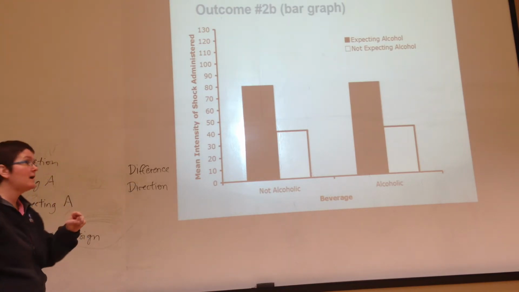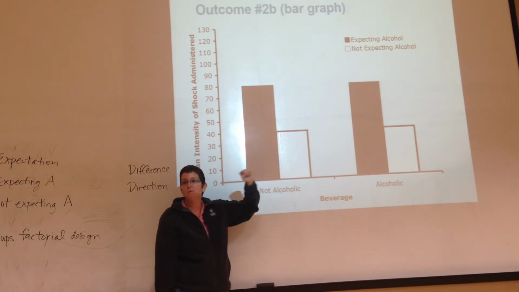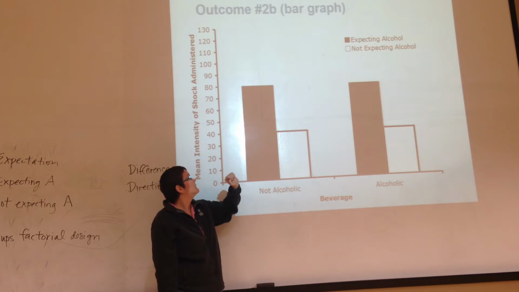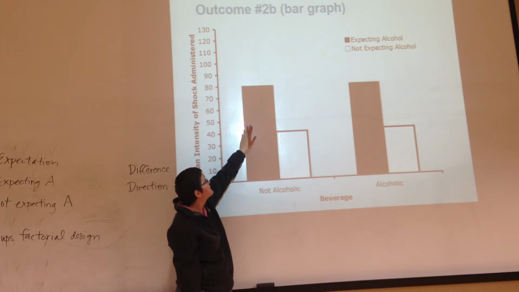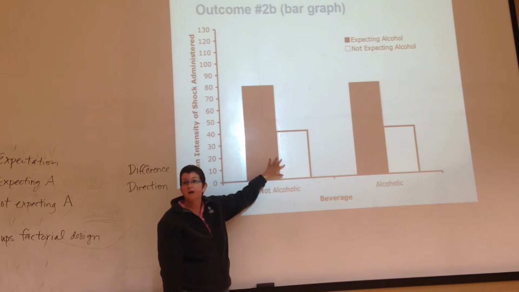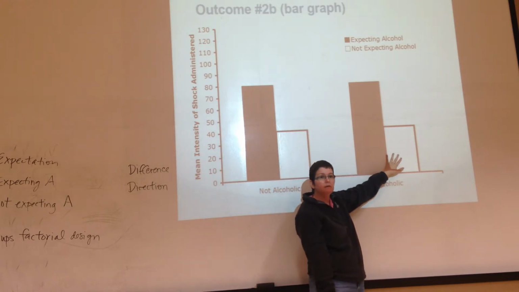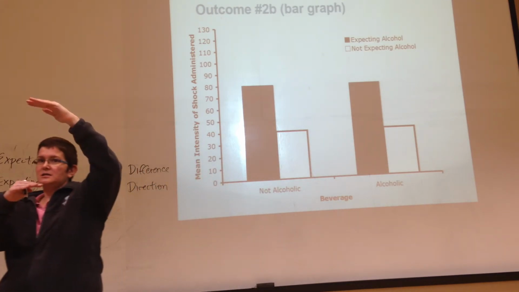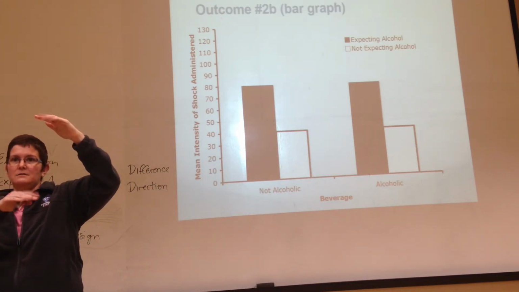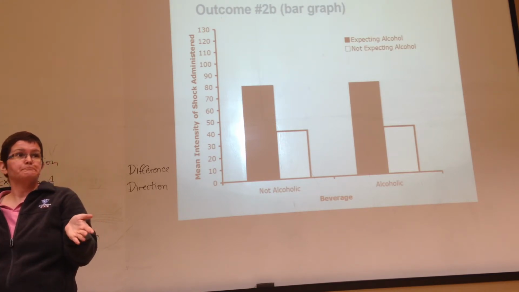Can you walk me through that? So the difference in the direction, the difference between what and what? The difference between expecting alcohol and not expecting alcohol is the same. On the left, right? So we have the black bar that is twice as tall as the white bar. Over here, that same pattern holds over here. The black bar is twice as tall as the white bar. So the difference is the same, this much, and the direction is the same, black is taller. Does that make sense? Okay, so no interaction. Difference and direction are the same.